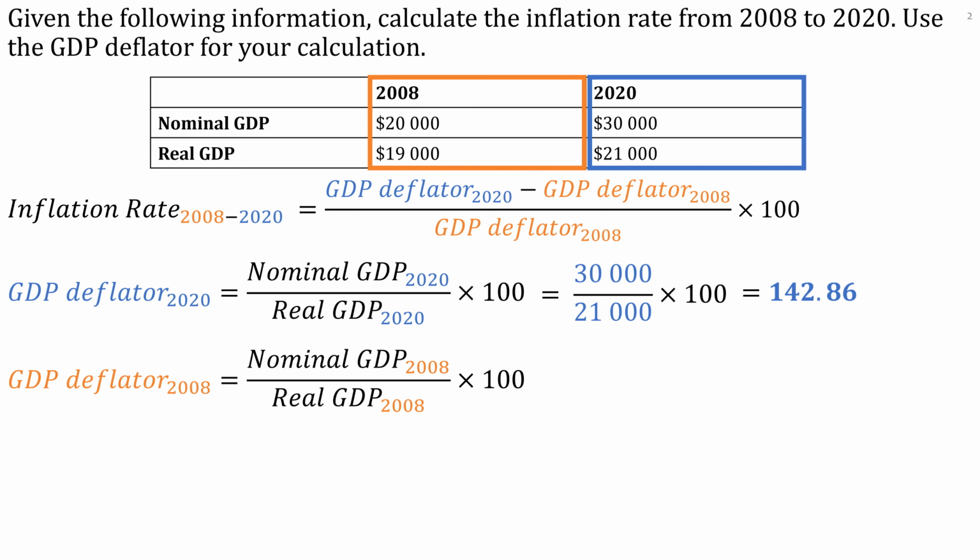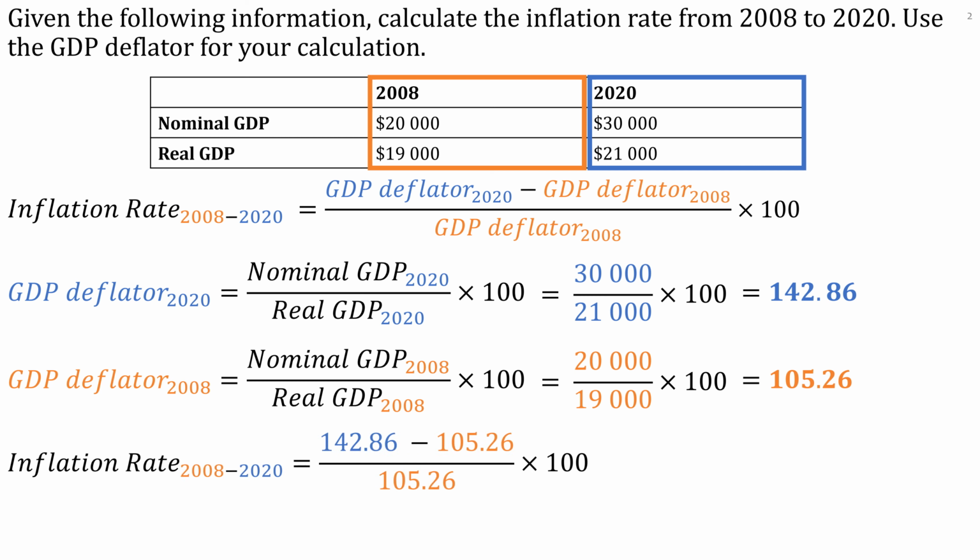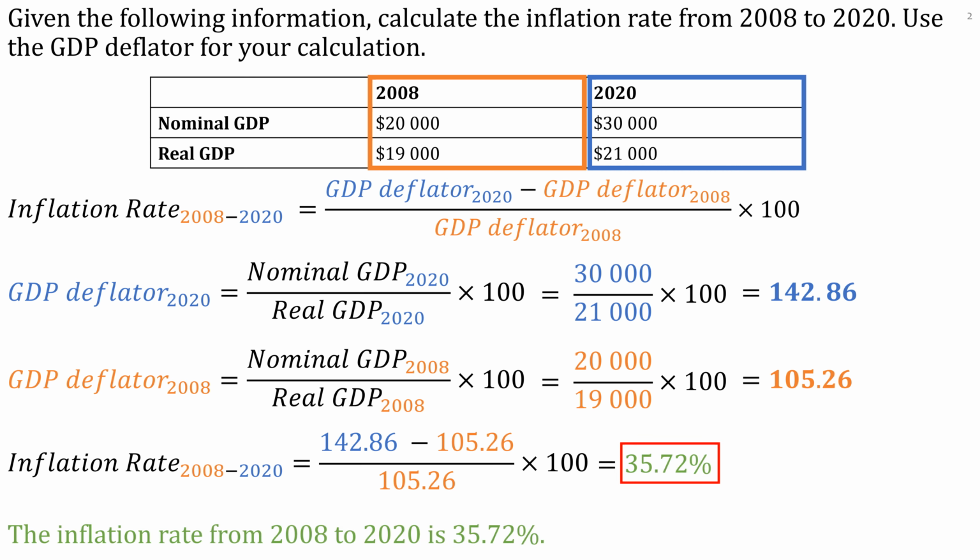So now we use the information for 2008, nominal GDP divided by real GDP, and we get 105.26. And now we can plug those numbers into the original inflation rate formula, and we get that prices changed by about 35.72%. So the inflation rate from 2008 to 2020 was 35.72%, which essentially means prices increased by about 36% from 2008 to 2020.